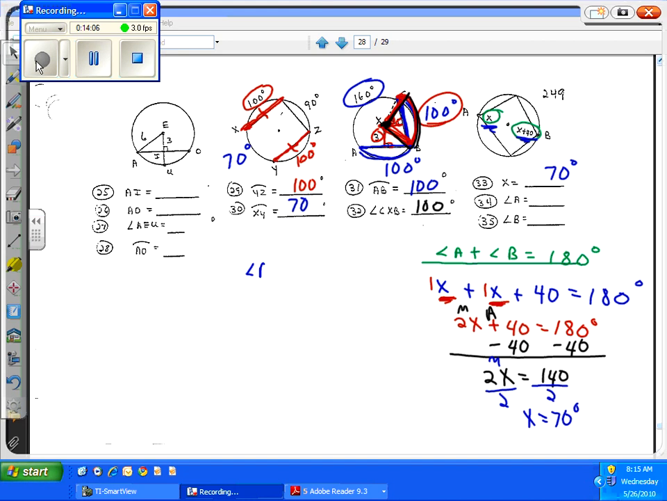If we want to find angle A, it was x, and x is 70, so angle A is 70 degrees. If we want to find angle B, it was x plus 40, so angle B is 70 plus 40, so angle B is 110 degrees.